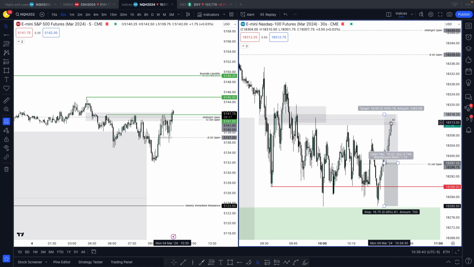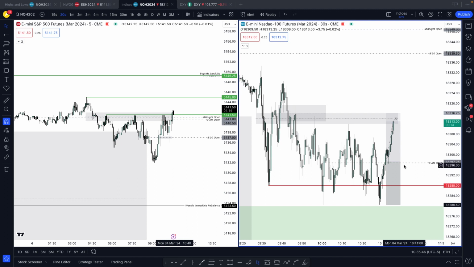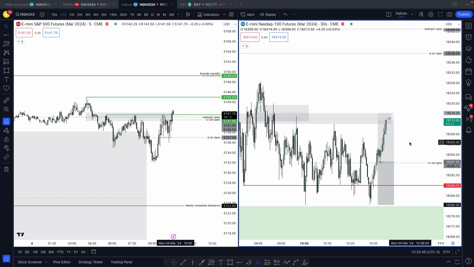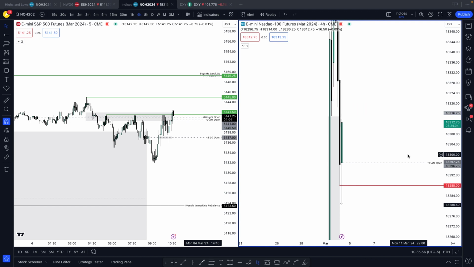Okay, so you can be partialing out there. And you can see how we can utilize the 10 a.m. open as well in terms of the 4-hour expansion.